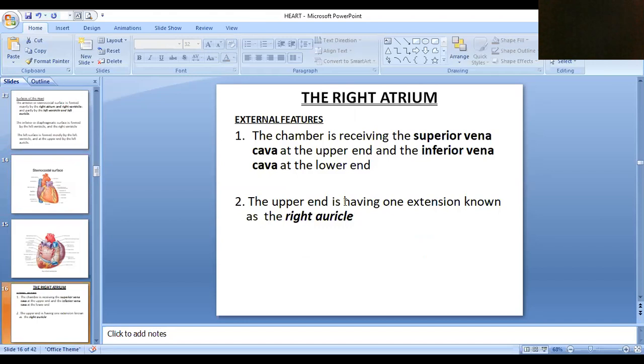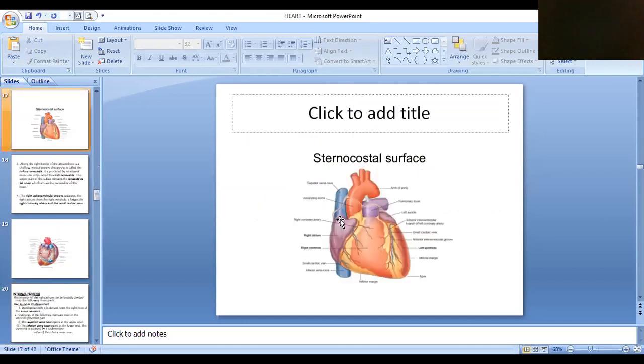Then the upper end has one extension known as the right auricle. What is meant by right auricle? I told you this one is the right atrium, with the superior vena cava at the upper end and the inferior vena cava at the lower end. Now here we can see one extension which is seen anterior to this aorta. This one is the aorta: the ascending aorta, then the arch of the aorta, then it runs downward as the descending aorta. Those are the parts of the aorta.